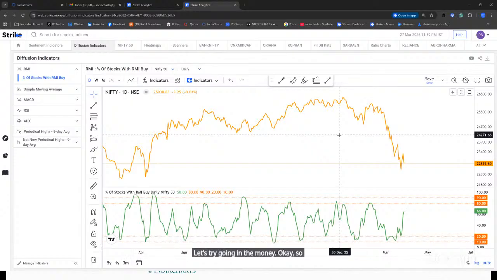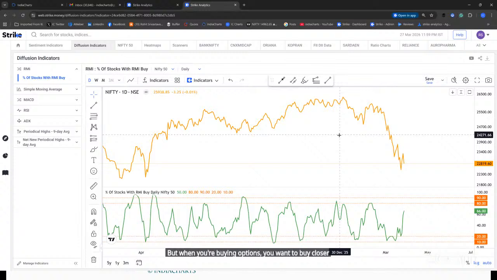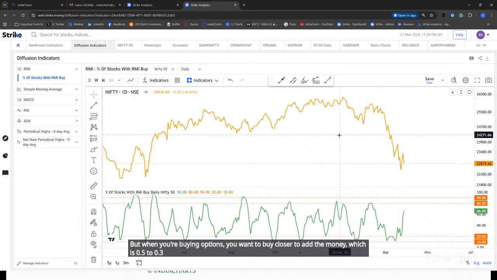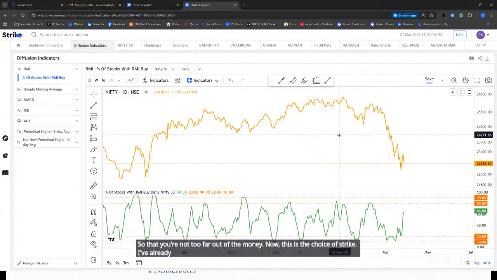When you think of selling options, you sell options where the delta is less than 0.25, which means it is slightly out of the money and the chances of it falling or rising that much are very low. But when you're buying options, you want to buy closer to at the money, in the 0.5 to 0.35 range, so that you're not too far out of the money. Now, this is the choice of strike. I've already mentioned that we should do monthly for buying.